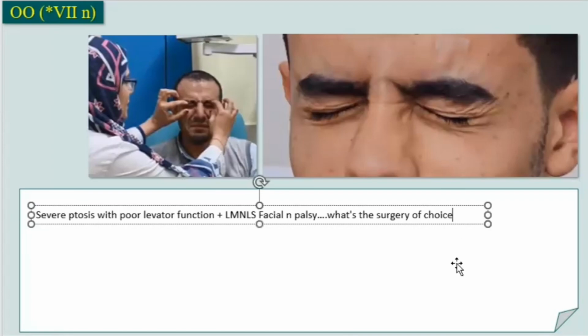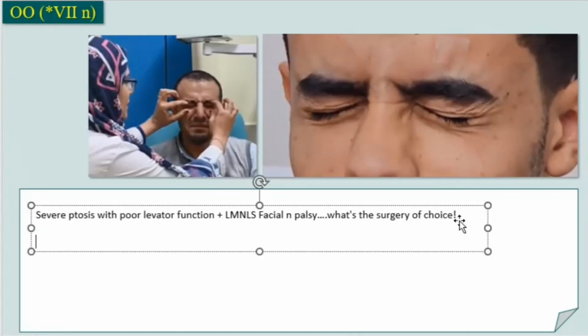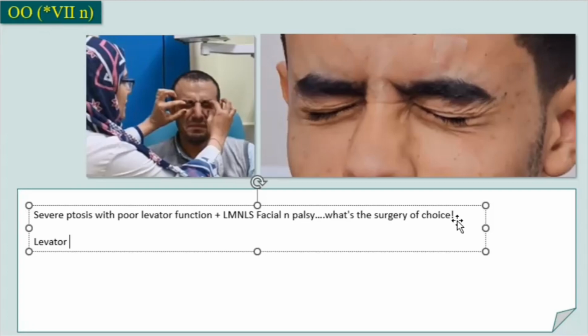So your answer is still not complete, okay? The patient has severe ptosis, poor levator function, and what is the option here? Maximum levator resection. Maximal levator resection is an interesting surgery that some oculoplastic surgeons still do even if we have poor levator function. Even with poor levator function, we still use it, and they call it internal sling.